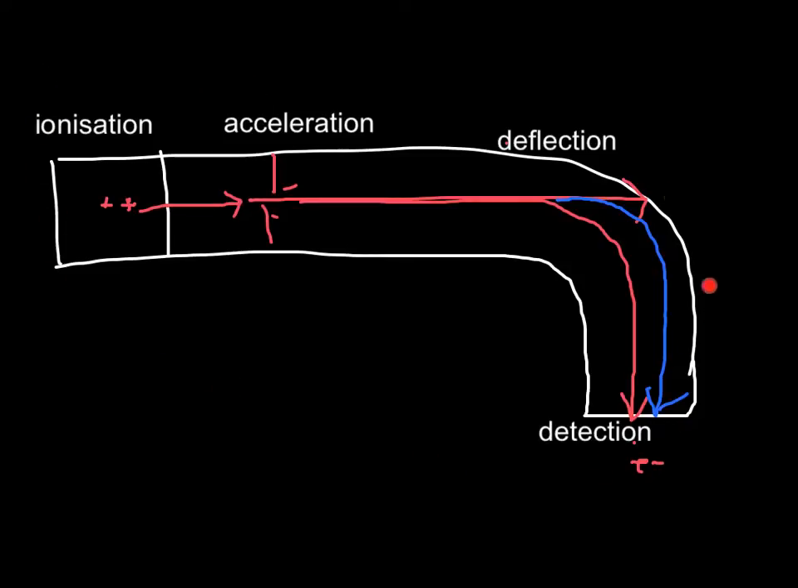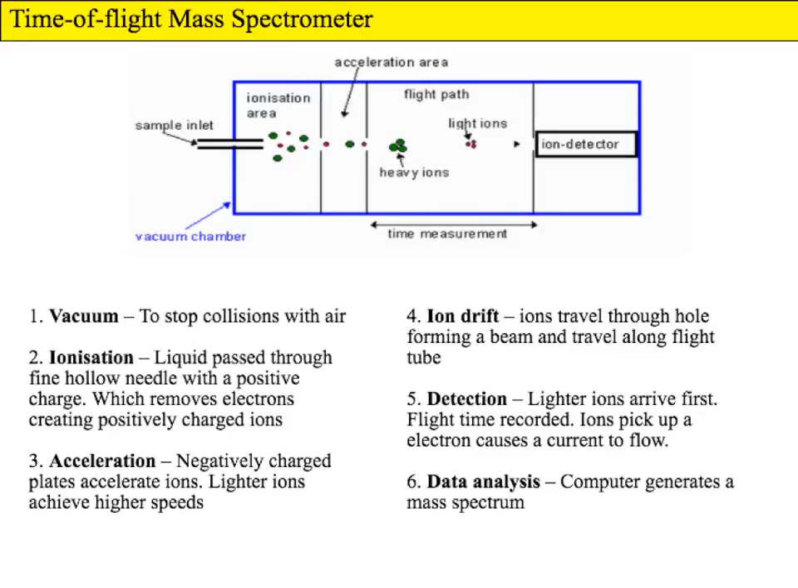So similar methods. I think this is the older style one. This is quite big. This is like a few meters long, whereas the new time of flight mass spectrometry works. You can make it quite small. You can just take a look at this slide. It just repeats what I've just been saying.